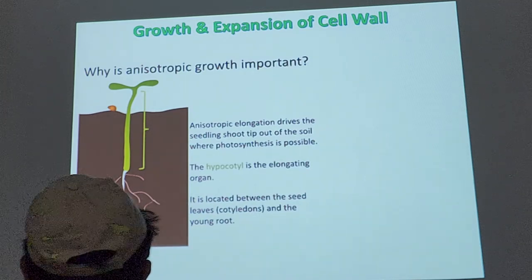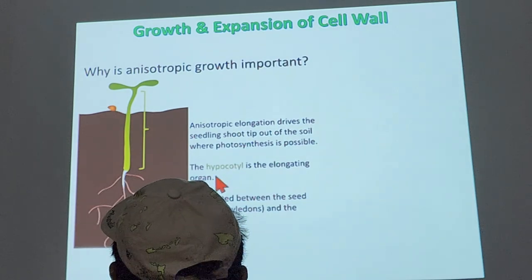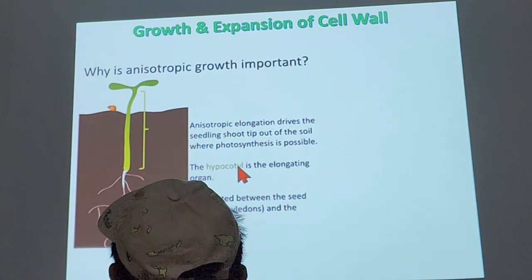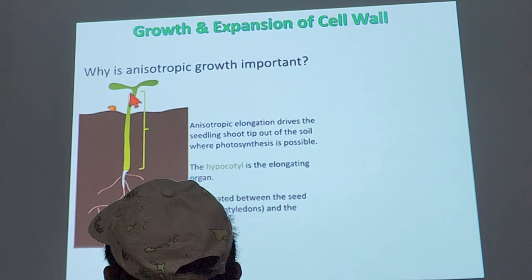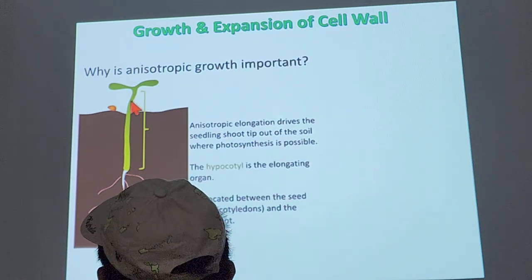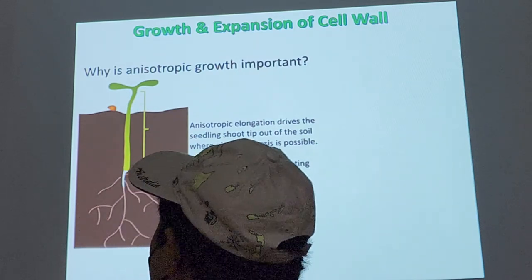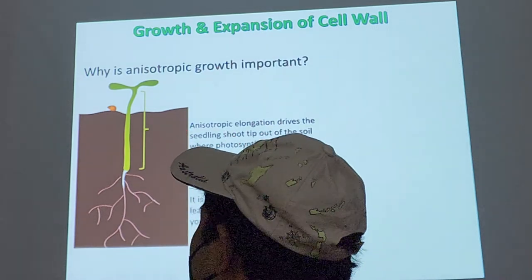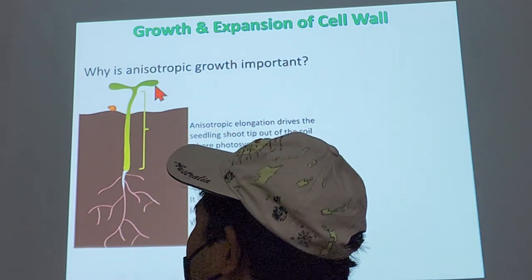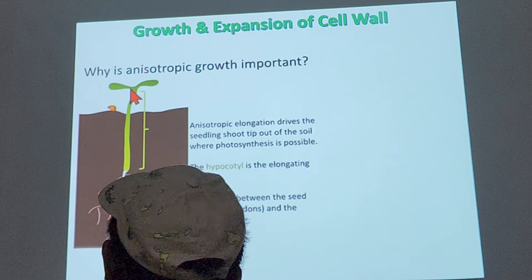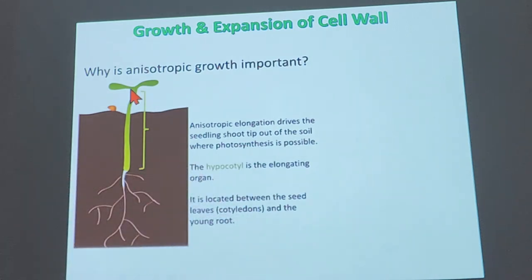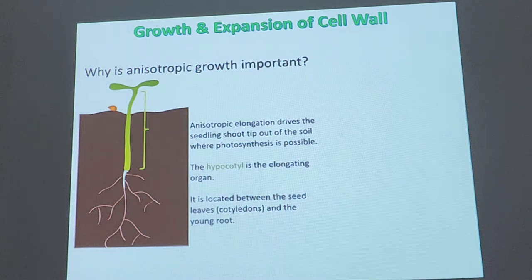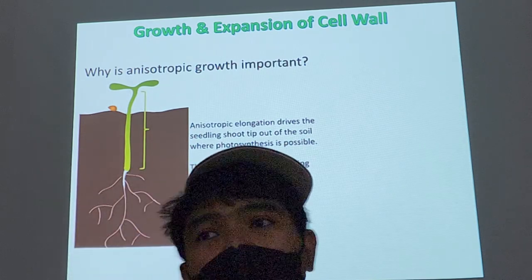So the hypocotyl: cotyl refers to the cotyledon, which used to be here. Hypo means below the cotyledon. So anisotropic growth elongates this hypocotyl so that the seedlings can reach out and photosynthesize before the food reserve is used up. Okay, that's one reason why anisotropic growth is important.